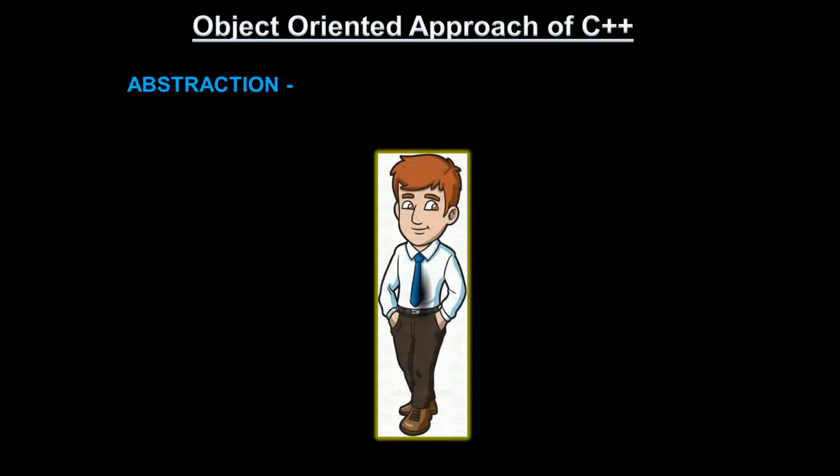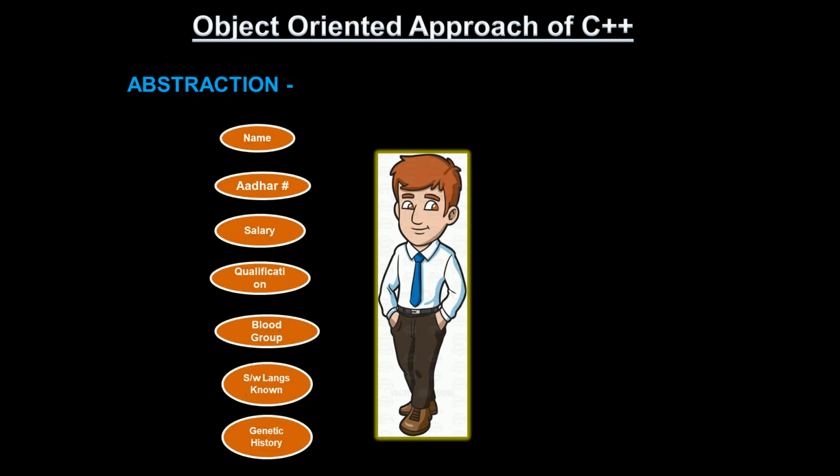So what is abstraction? For this, let's take one example. It's a real world entity. A real world entity is nothing but something having physical existence. This guy is associated with a lot of things, like some characteristics or attributes: name, Aadhaar number, salary, qualification, blood group, software languages he knows, and his genetic history.